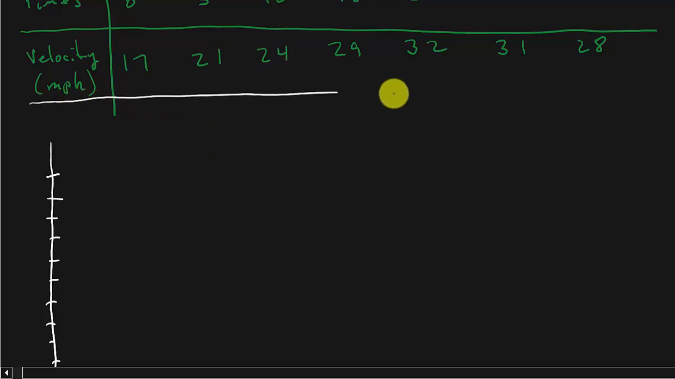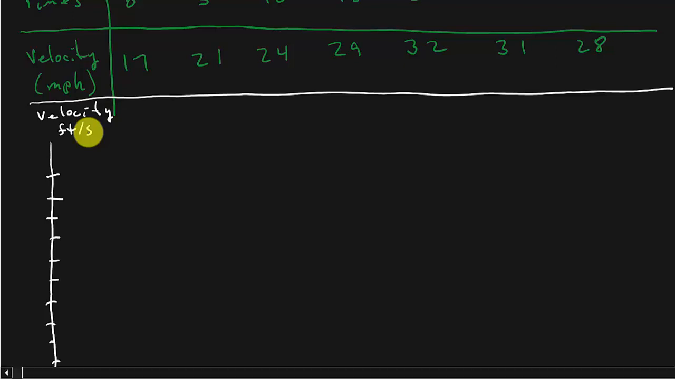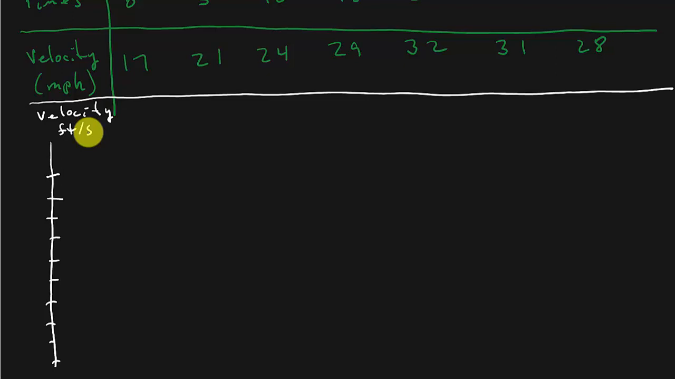So let's draw us another one. We're going to need velocity, and we're going to do it in feet per second. We're going to convert the velocity to feet per second. That's typically what you see, and we can calculate the distance based on that. You'll see miles per hour, or you'll see feet per second. And since our time is in seconds, we're going to convert from miles per hour to feet per second.